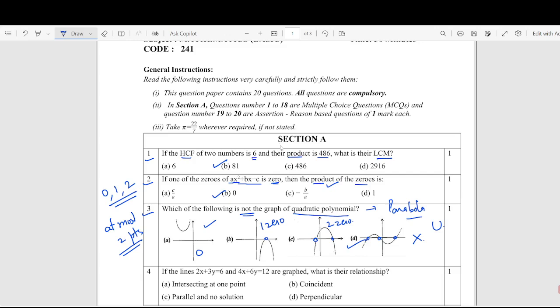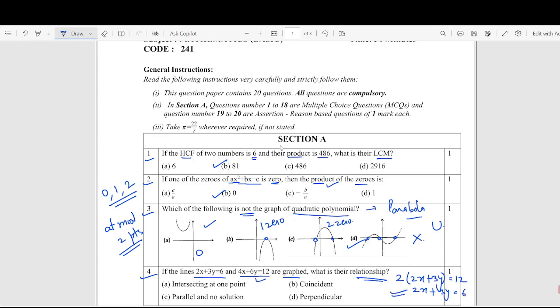Question number 4. If the lines 2x plus 3y equals 6 and 4x plus 6y equals 12 are graphed, graphed means if we plot these two lines, what is their relationship? We have to find out their relationship, right? Here, the first equation is 2x plus 3y equals 6, and the second equation is 4x plus 6y equals 12. From the second equation we can take 2 common, so we get 2 into (2x plus 3y) equals 12, and when we simplify, 2x plus 3y equals 6.